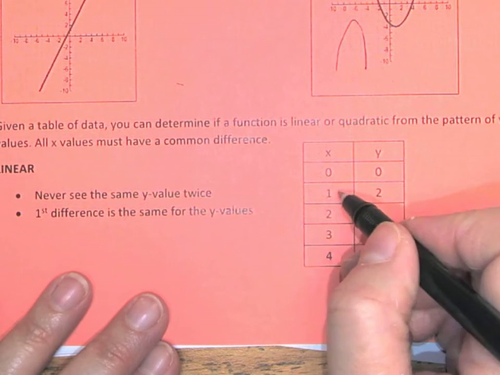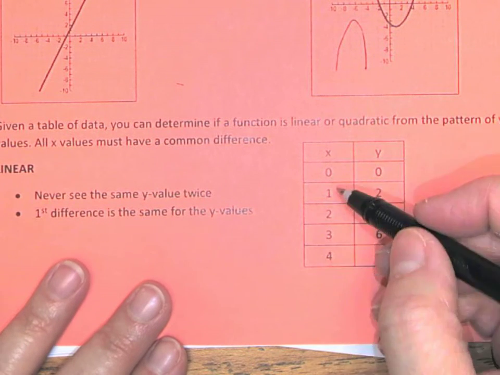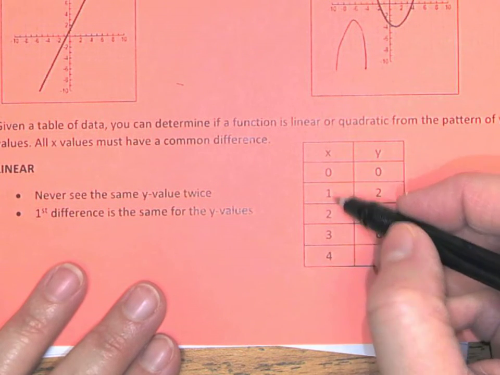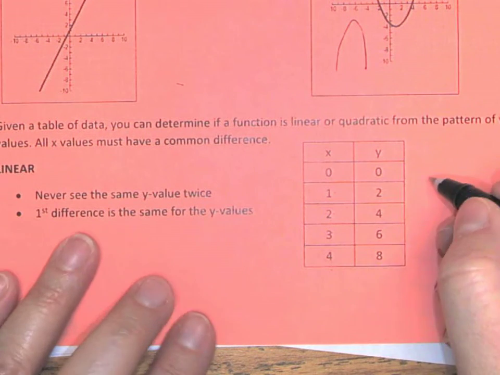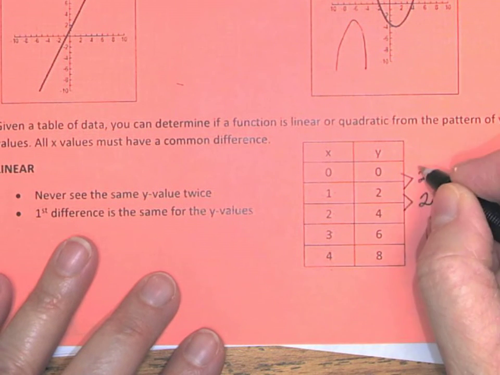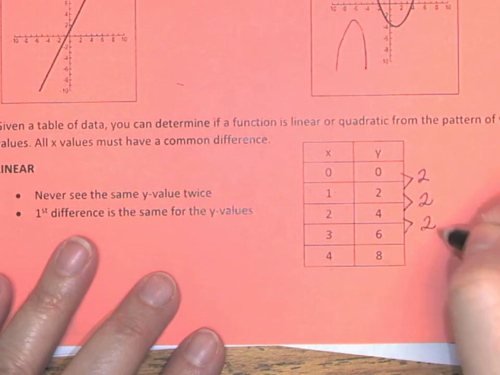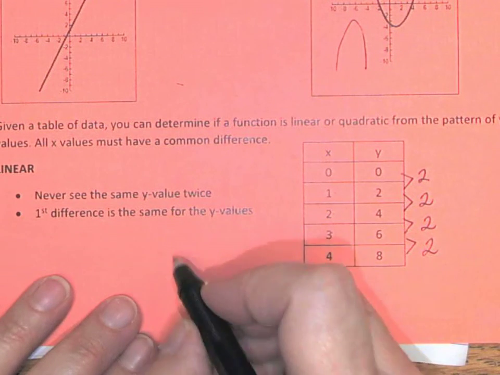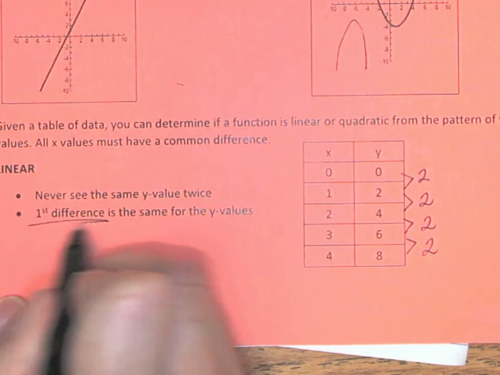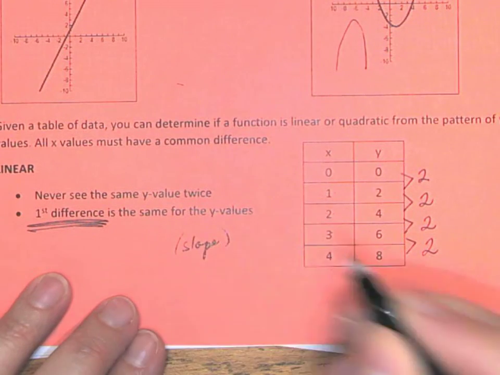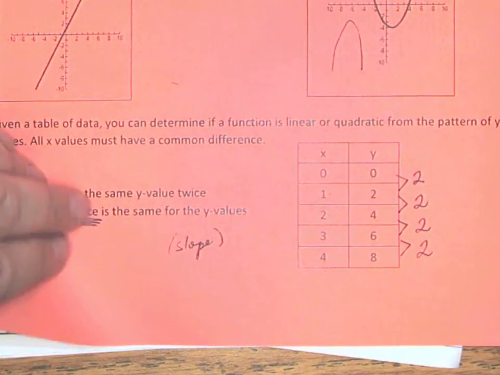So here, first check your x column and make sure you're going up by the same thing. So I'm going up 1, 2, 3, 4. So now let's check the y values. This is plus 2, plus 2, plus 2, plus 2. That's how I know it's linear. It's the same first difference is what I'm going to call that. Remember, that's also the slope. If it's linear, it has a constant slope.